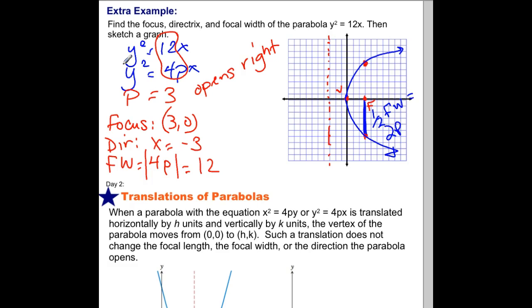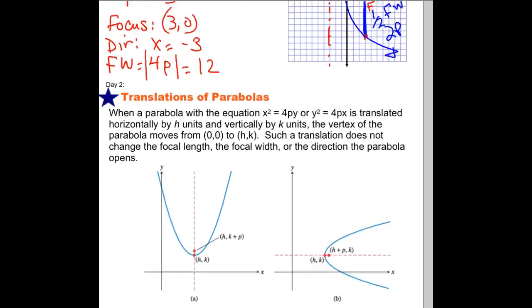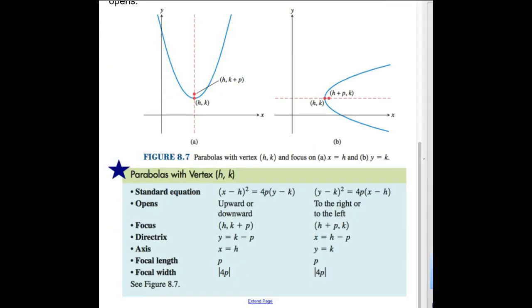Questions? So, can you sketch a picture of a parabola based on information? Can you write an equation for a parabola given information? Okay. So, our next topic will be we start shifting these off of having the vertex at the origin. Let's see, your assignment is there.